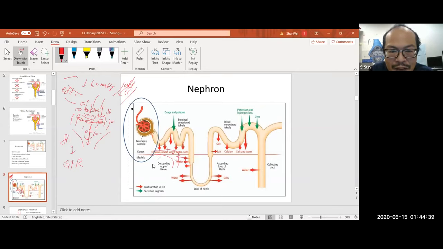And this blood vessel is the peritubular capillary. All through here, we have the capillary to take everything back to our body. And this capillary is called the peritubular capillary.